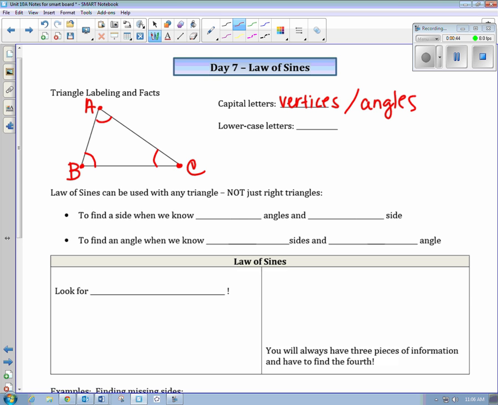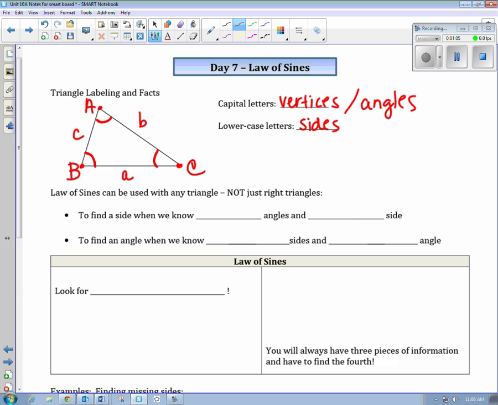The lowercase letters are going to be the sides. And the sides are labeled by the angle they're across from. So for instance, if this is angle A, side A is going to be over here. For angle B, here's side B, and angle C, here's side C.